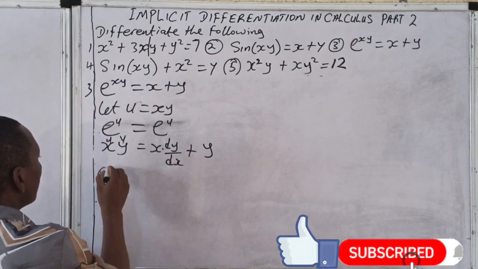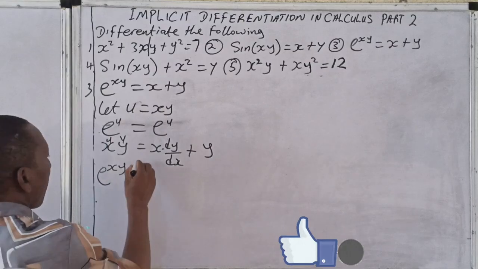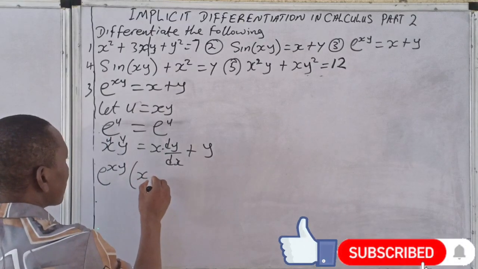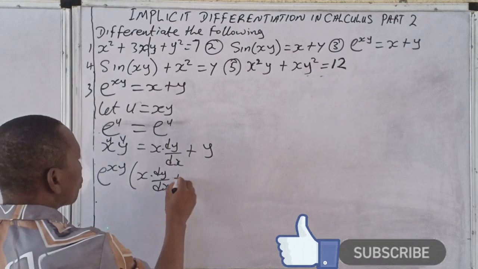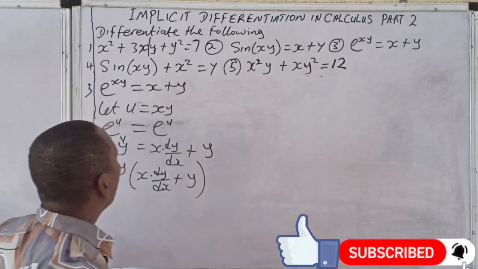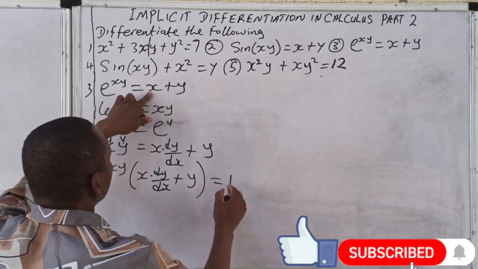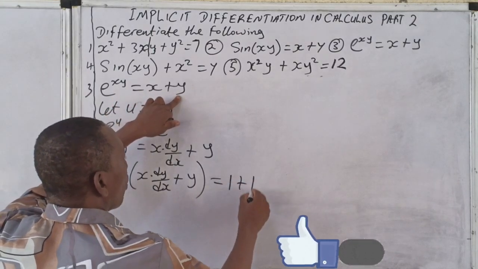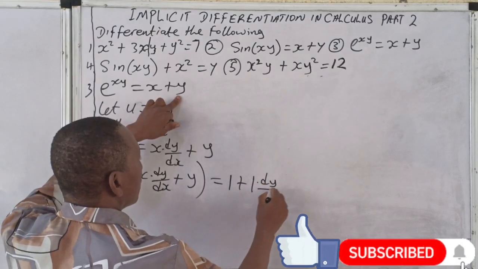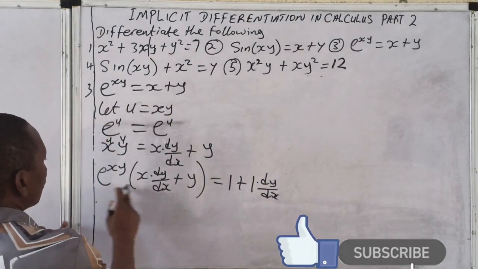So if you differentiate this one, you now have u in this case is xy, so e^(xy) times bracket x dy/dx plus y. Now we have differentiated this. Now what about if you differentiate this one? You have 1, and if you differentiate this, you have 1 dy/dx. Okay, so let's expand. Use this to multiply this.